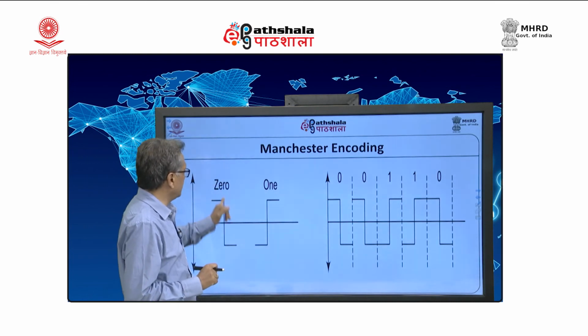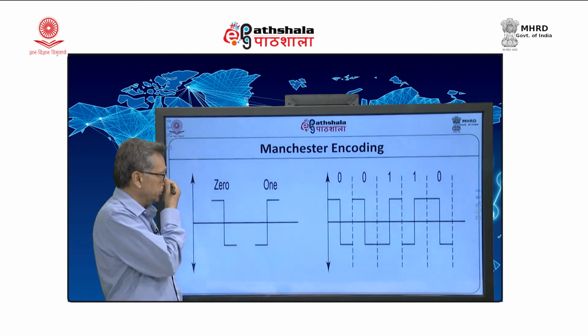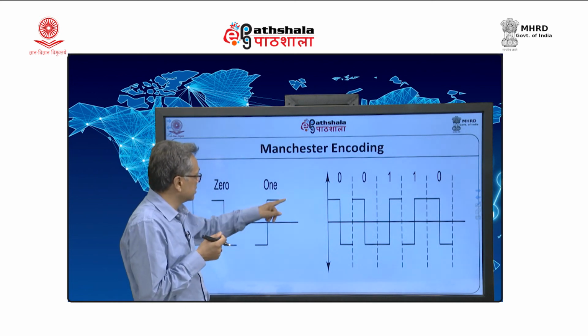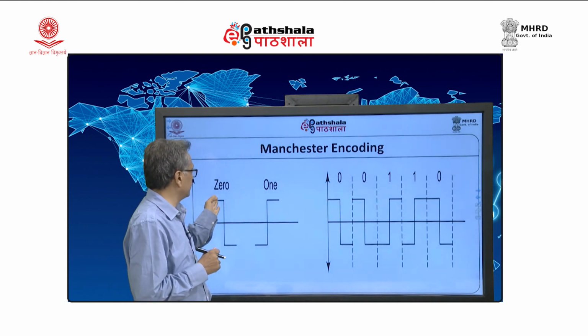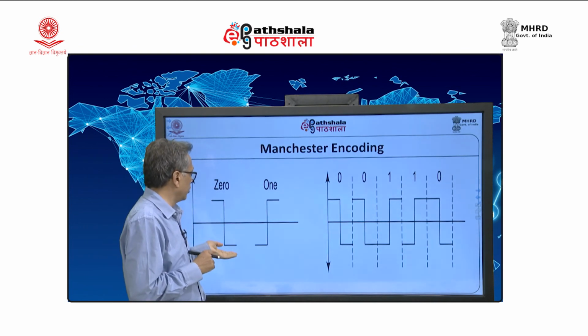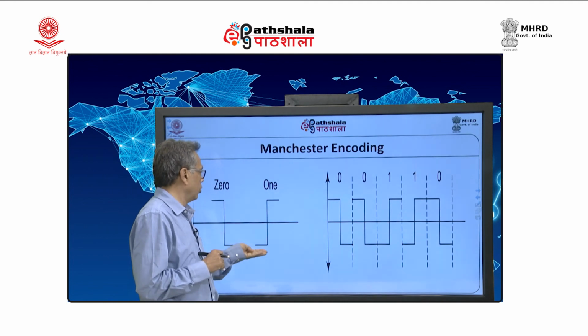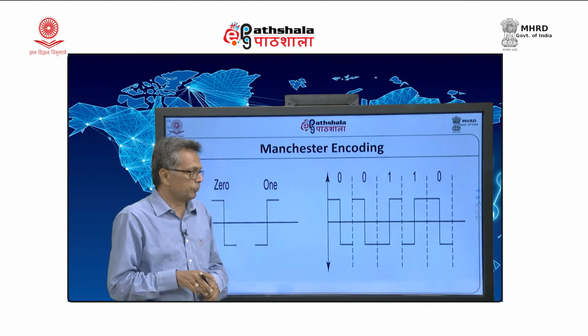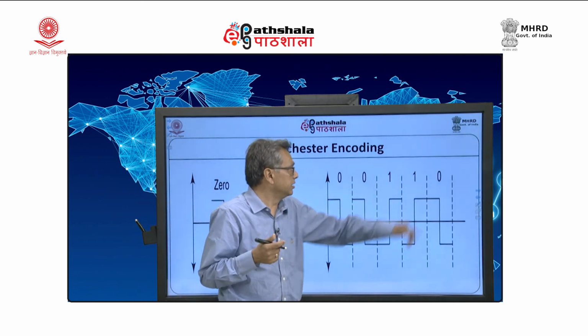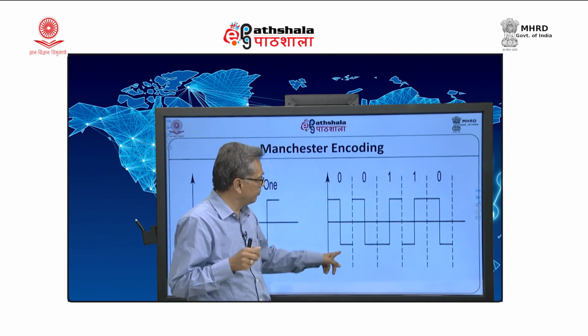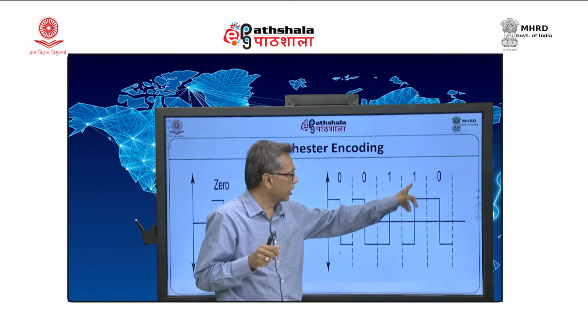When I send 0, I send 2 signals, and there is a transition in between. Sending 1, I send this signal, and there is a transition between. 0 is a higher value before and a lower value after, 1 is a lower value before and a higher value after. Okay. So I am sending 0, 0, 1, 1, 0, and in every bit you will see a transition in the middle.